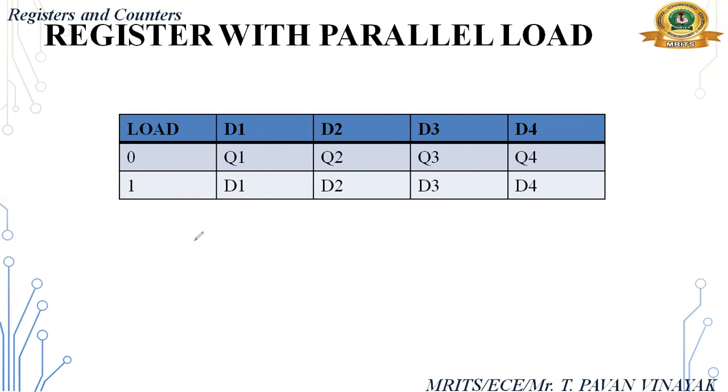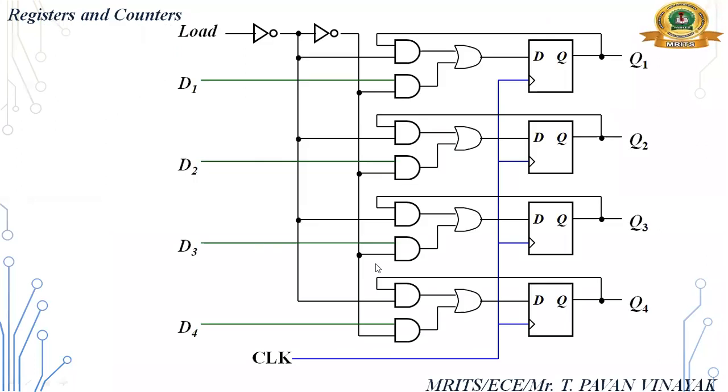Next, for loading, we directly give external inputs D1, D2, D3, D4. So we have load and load bar. This is 1, this is 0. How many gates do we require? 4 combination circuits, so 4 muxes we require. Like that you have to draw. You can select 0, 1 or 1, 0, that is your wish. So the final circuit I am showing here.